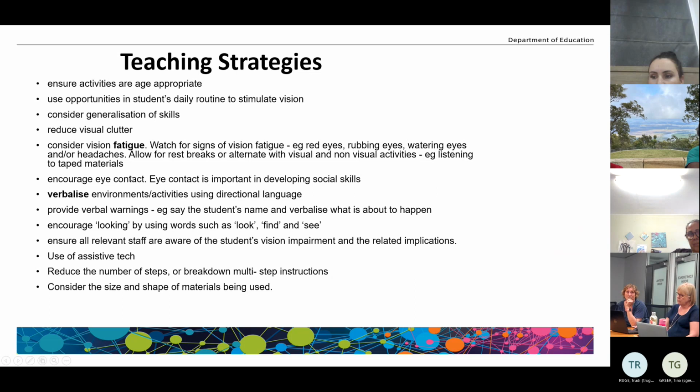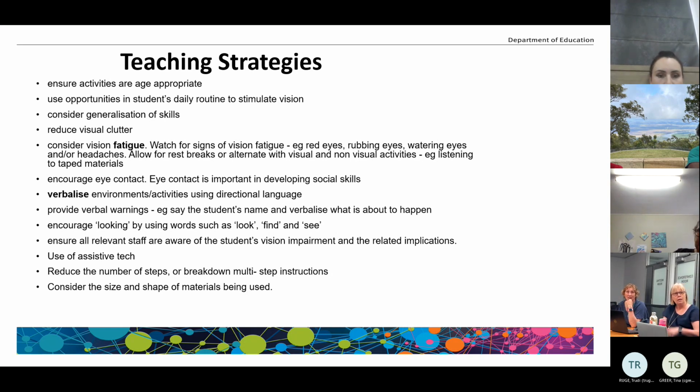Consider vision fatigue. Watch for signs of vision fatigue, red eyes, rubbing eyes. We sometimes forget about fatigue, and if a student's got a vision impairment, they have to work very hard at seeing what they've got to see, and that creates that fatigue and that tiredness. Similar with the physical impairment, if they have that physical impairment, they're working extra hard to do any physical activity in and around. So there's that fatigue that comes in there as well.